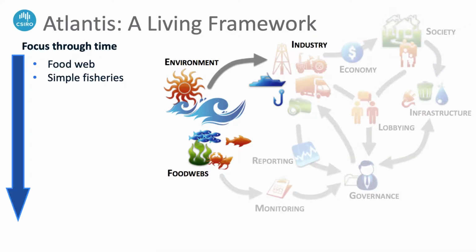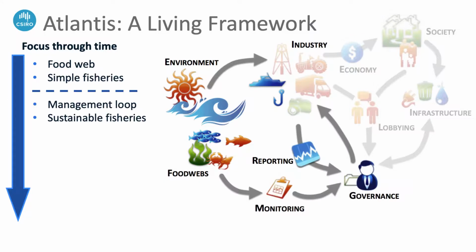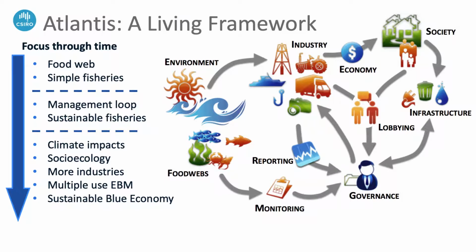So the evolution of Atlantis is that it started just with the food web and the ecosystem, and then eventually added some simple fisheries. From there, through time, we added the management loop and a detailed look at management strategy evaluation and what it takes to be sustainable fisheries. And on top of that, we then built the climate impact, socioecology, and increasingly other industries so that we can look at sustainable blue economy instead of just sustainable fisheries. And so that starts to get a sense of how the model's grown over the last 2 decades.